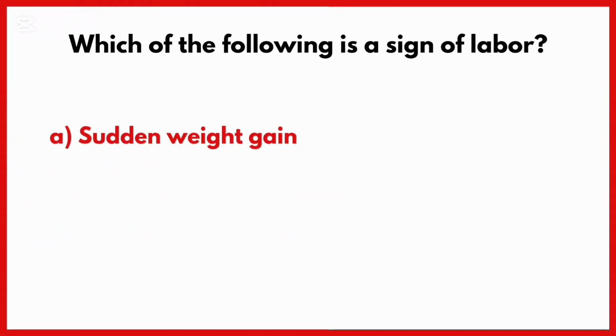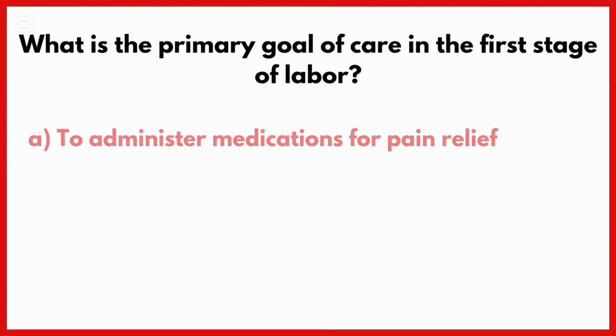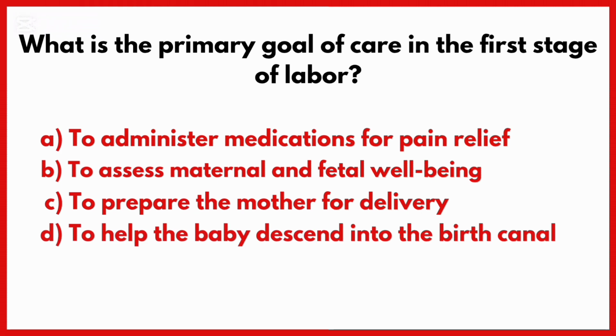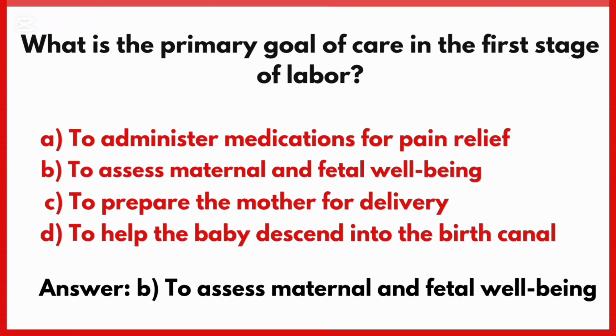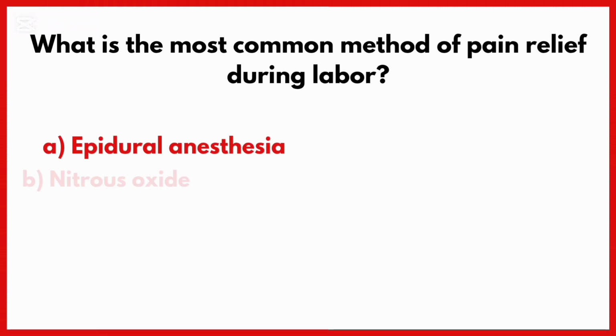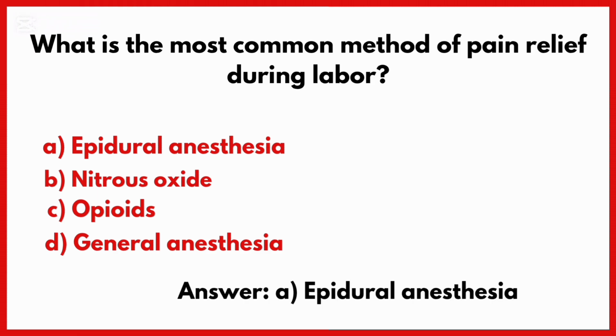Which of the following is a sign of labor? Correct answer is option B. Lightning. What is the primary goal of care in the first stage of labor? Correct answer is option B. To assess maternal and fetal well-being. What is the most common method of pain relief during labor? Correct answer is option A. Epidural anesthesia.